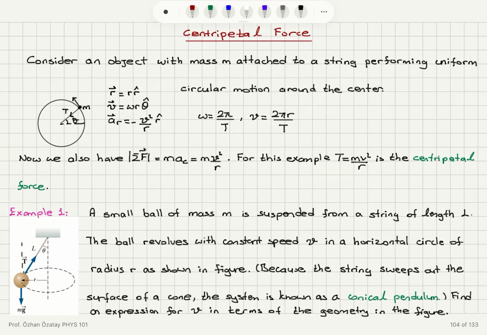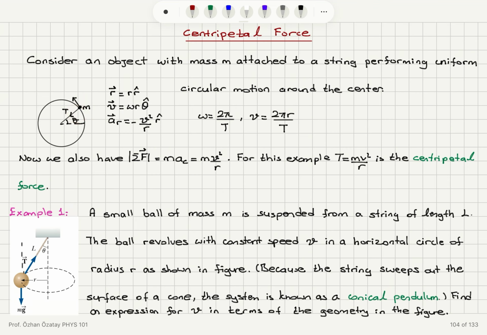Now you will remember that we talked about uniform circular motion, in which an object rotates in a circle with a constant speed, which is equal to angular speed omega times r, the radius of the circle. The position vector is r hat. The velocity vector is omega r theta hat at any instant in time, and the radial acceleration is minus v squared over r, r hat. It's pointing towards the center.